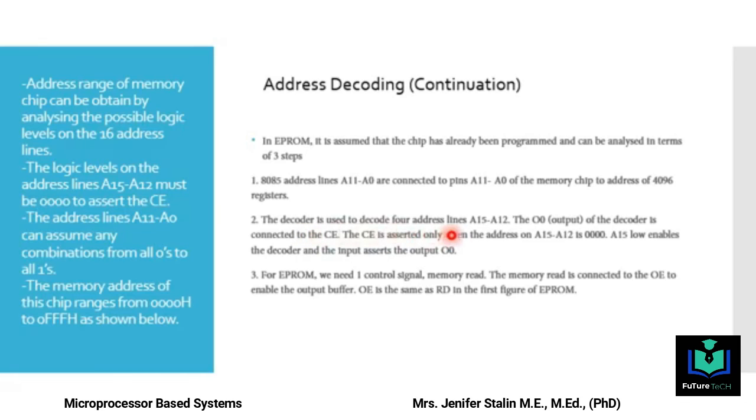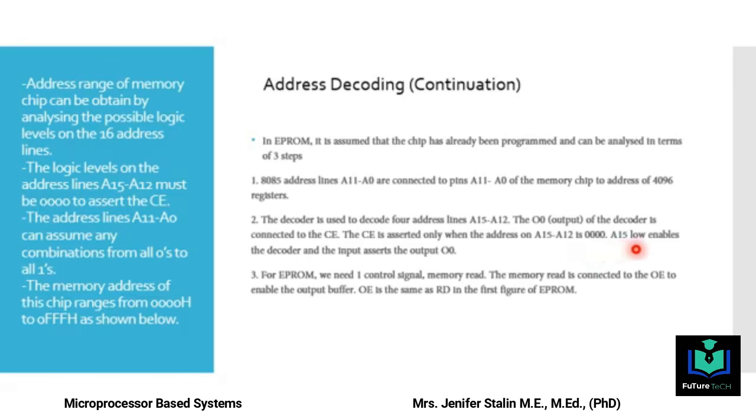The decoder is used to decode 4 address lines, from A12 to A15. The output of the decoder is connected to the chip enable signal, that you know the output should be logic 0. The chip enable is asserted only when the address A15 to A12 is 0000. When you are using a NAND gate circuit, all the inputs are connected to logic 1, so that the NAND gate will produce logic 0. So in this EEPROM example, that is the 3 to 8 decoder, you should connect the signals A12 to A15 to be 0000, so that the output will be logic 0 to enable the chip select signal.